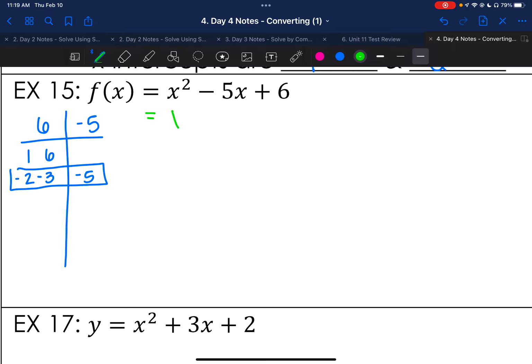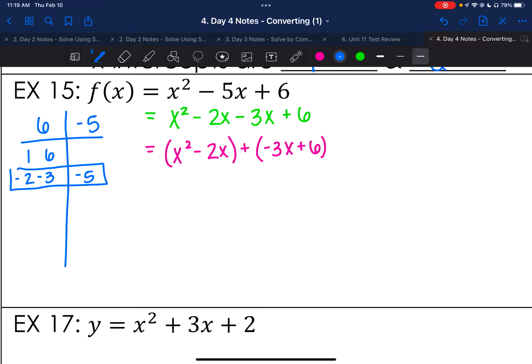So I'll rewrite my problem: x squared minus 2x minus 3x plus 6. I'll then go in and group my problem: x squared minus 2x. Remember, there's a plus between your two groups. And then -3x plus 6. I'll take the GCF from both groups. And finally, factor out my funny GCF, which is x minus 2, and then what's left over is x minus 3.